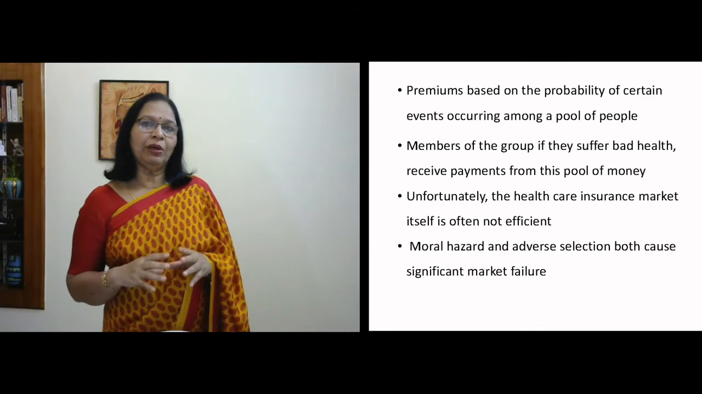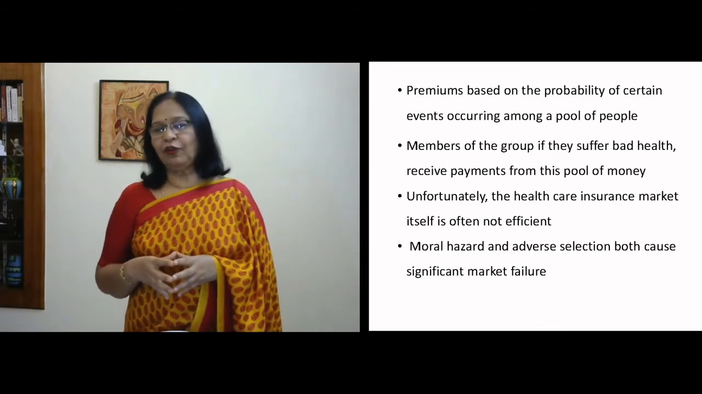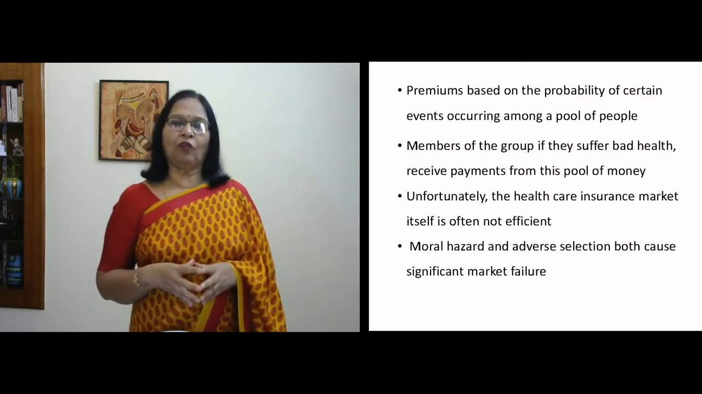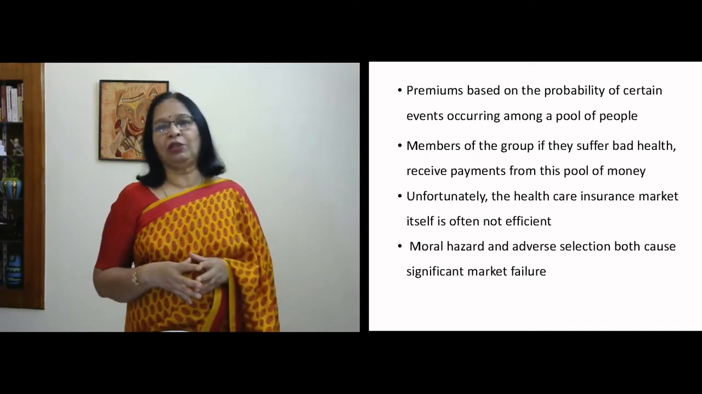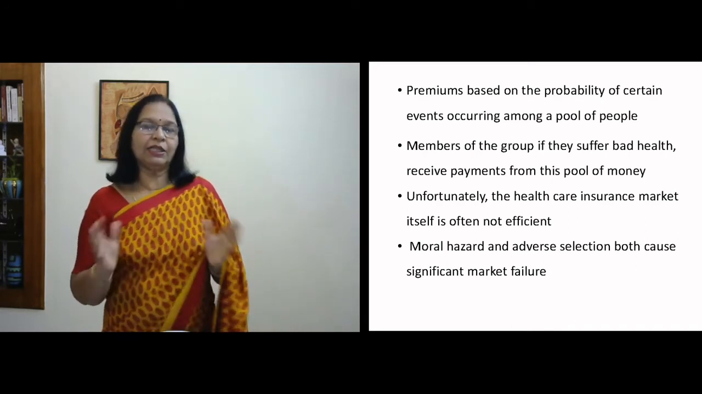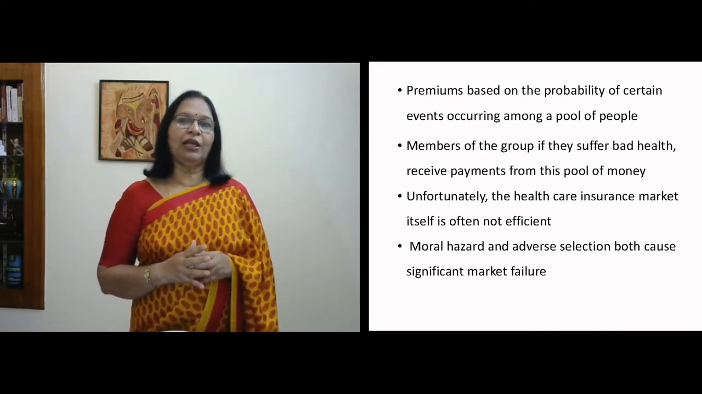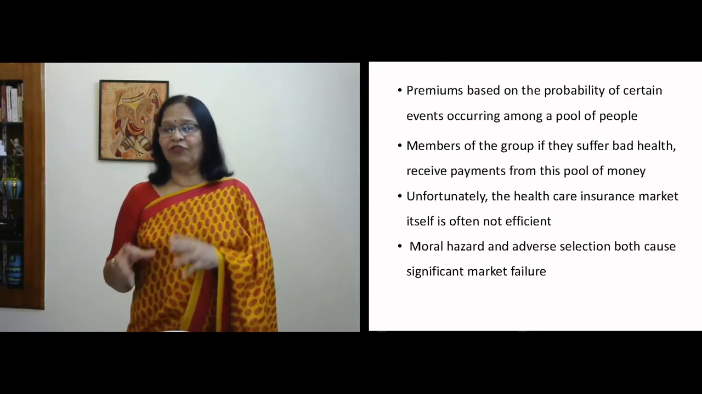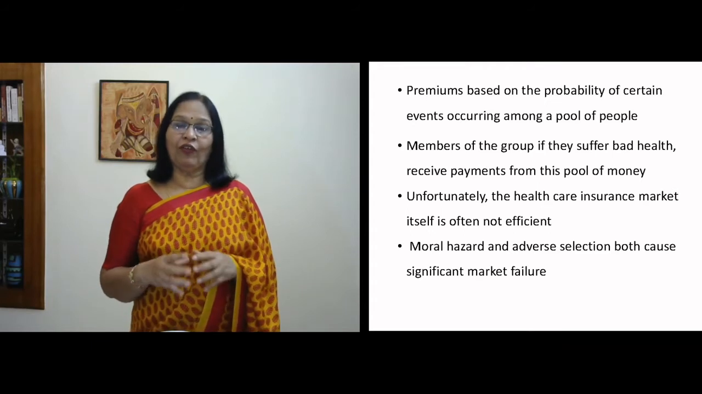So when a member of the insured group suffers any kind of illness, the insurance company bears a part of the cost of the illness and makes payment for the treatment to the hospitals. This is how insurance companies work. Unfortunately, this insurance market does not work as efficiently as I said, because there are reasons for markets to fail.